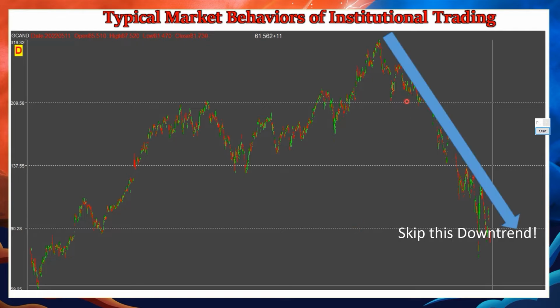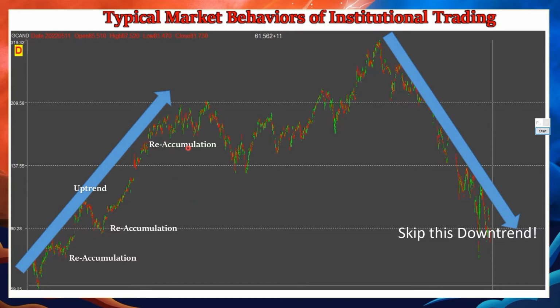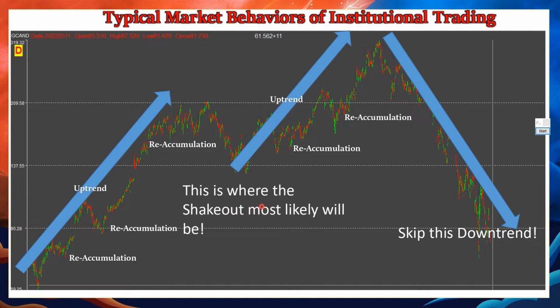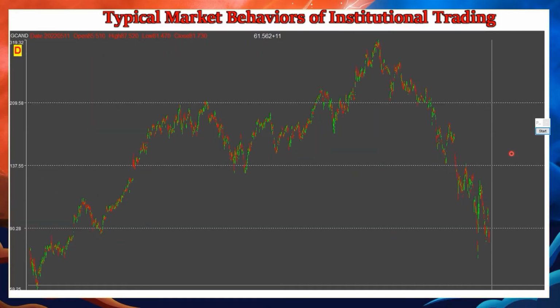So remember, in a downtrend, skip it; do not take any trading opportunity. This is very, very dangerous. Instead, try to identify the primary uptrend and look for the various accumulation bases to take opportunity or get ready to take opportunity. This is where the shakeout activity will most likely occur. Again, look for the uptrend and the accumulation or reaccumulation bases. Always remember, on the left side, this is where the shakeout most likely will be. Once we know how to identify them, then we can learn how to prevent them from happening, or at least prevent ourselves from being trapped.